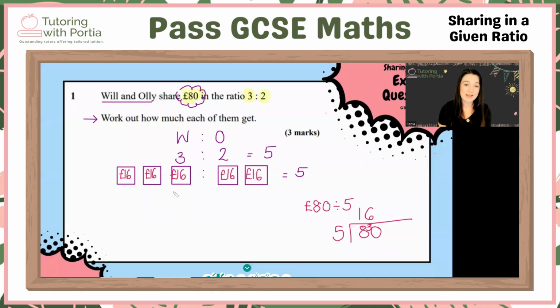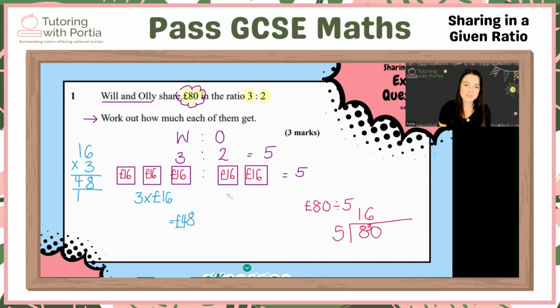So because Will had 3 parts, so 3 amounts of that £16, we will do 3 times 16. If you can't do that mentally, absolutely fine. Just do a jotting at the side of your page. So 16 multiplied by 3. 3 times 6 is 18. 3 times 1 is 3. Add the 1 is 4. So there we go. Will has £48.